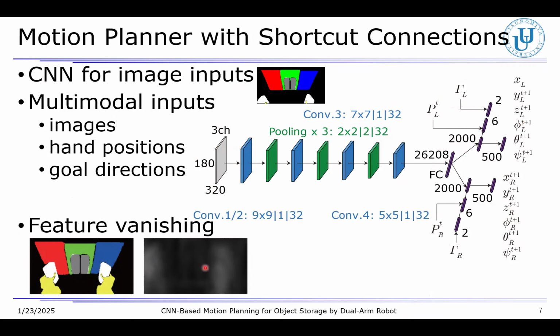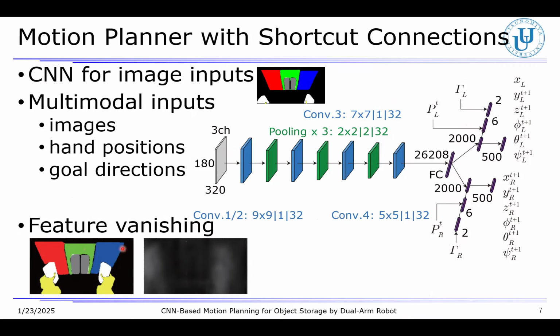For the image input, this figure shows a feature map which was extracted in the last convolutional layer, but unfortunately, we cannot see anything in this map. Because this unclear map is fed to the following fully connected layers, the robot cannot plan the motions while paying attention to the hands, objects, and shelf.